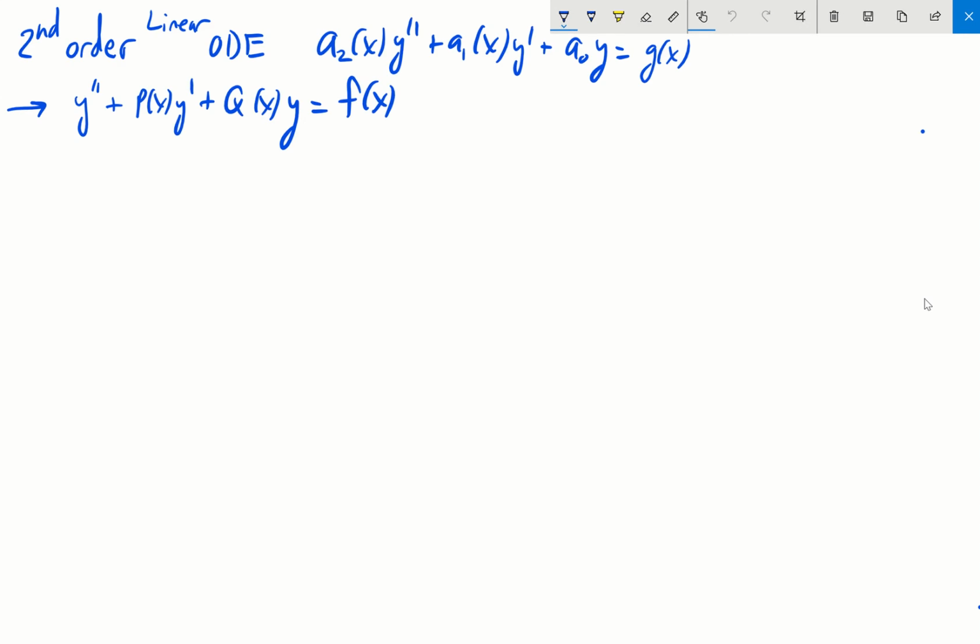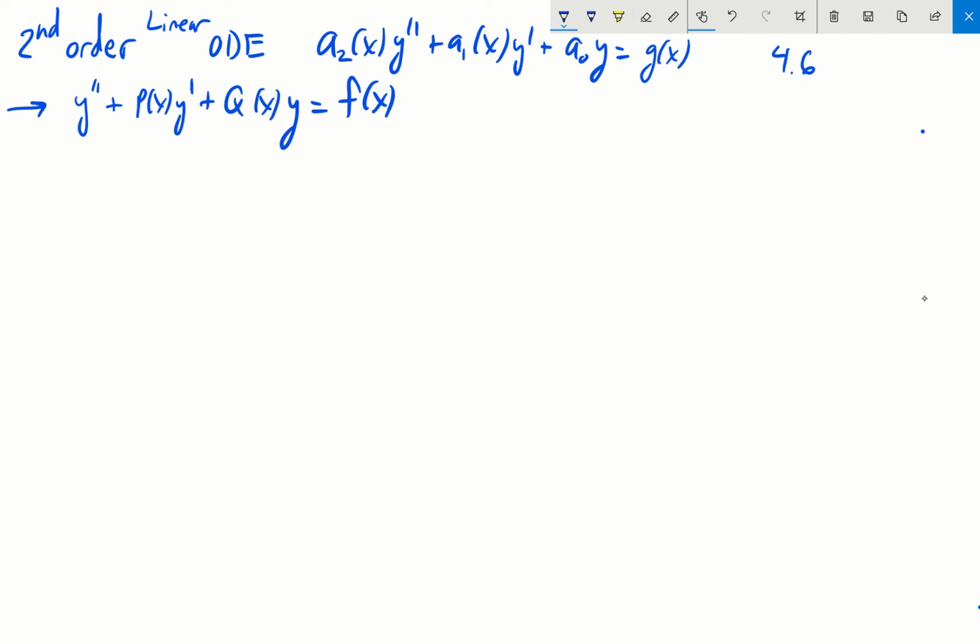We will now turn our attention to second order linear ODEs. So this is variation of parameters. This is 4.6. We can again take a linear ODE of second order and divide to get the leading coefficient to be 1. So divide this entire expression by a2.